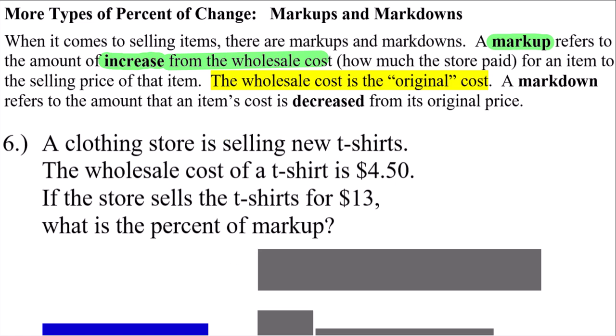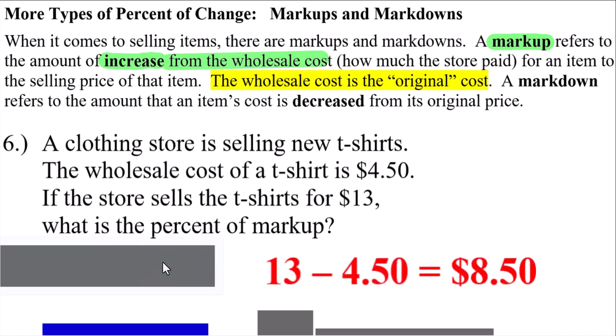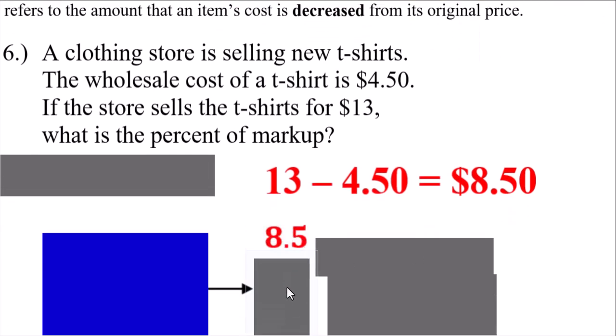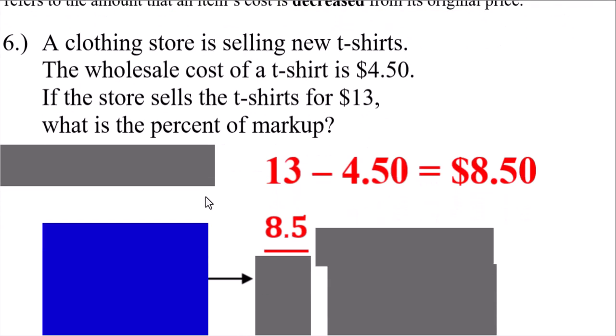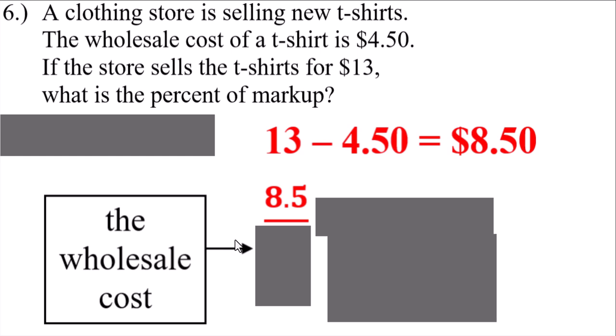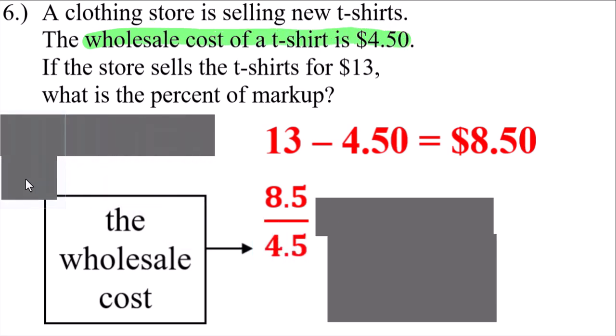So just like we did with percent of increase problems or percent of decrease problems, we have to first find the amount of change. So how many dollars did it go up by? So we're going to simply subtract, and we're going to see that it went up by $8.50. And remember, that amount of change, that difference, is always the numerator for your percent of increase or decrease problems. Now, we have to divide by the original cost. And as I mentioned up here, highlighted, the wholesale cost is the original cost. And if you read the word problem, it told you the wholesale cost was $4.50. So that is your denominator.